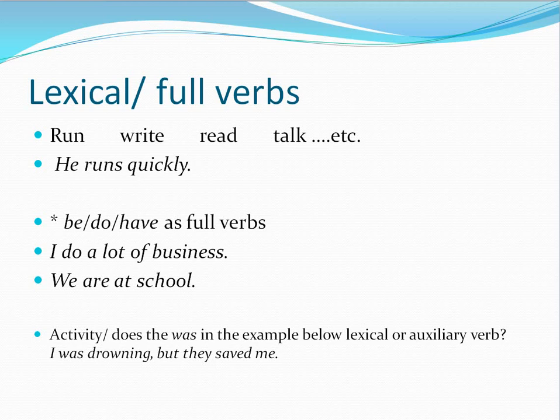You should pay attention that be, do or have can also act as full verbs. For example, I do a lot of business. Here do constitutes a full or lexical verb. So you should distinguish between them when they are acting as auxiliary verbs or as lexical or full verbs. We are at school here expresses that I'm in school.